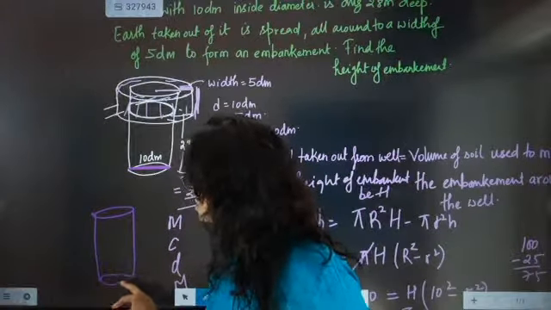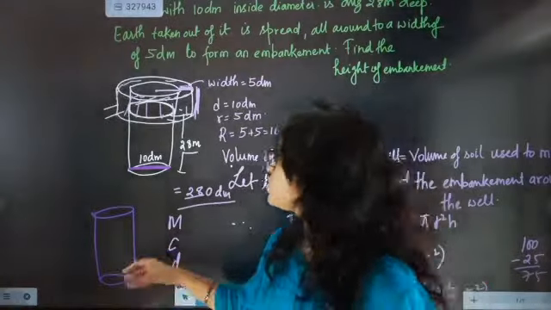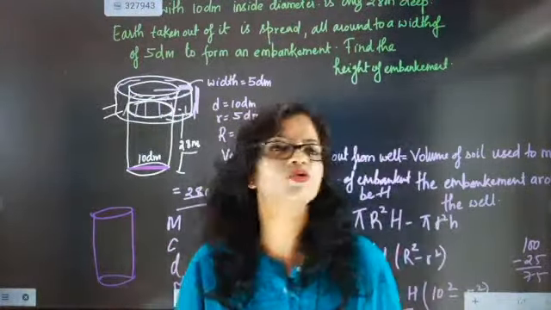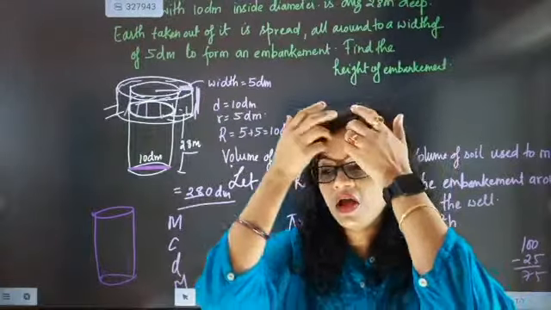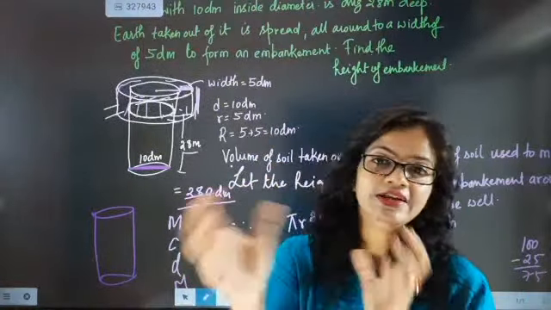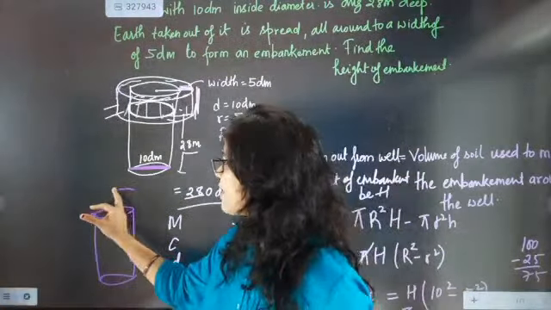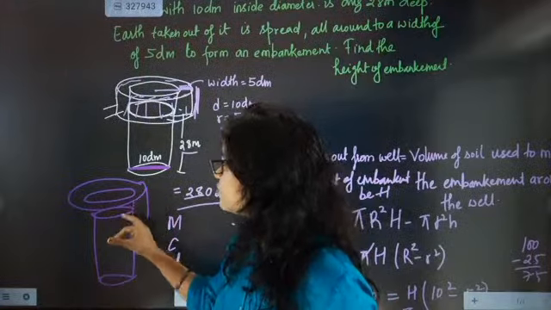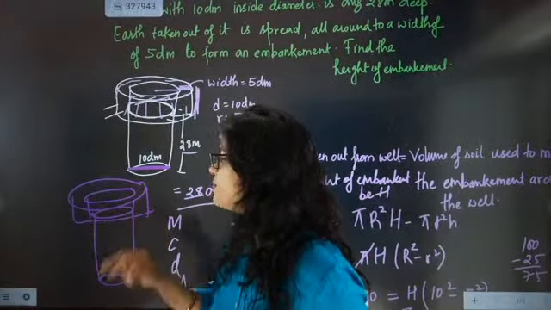You have to take out the soil from the well. Okay, so now when you are taking out the soil from the well, whatever soil came out, you are not going to waste it. What you are doing is taking the soil and making an embankment around it. Whatever soil came out, with that you are making the embankment around the well.